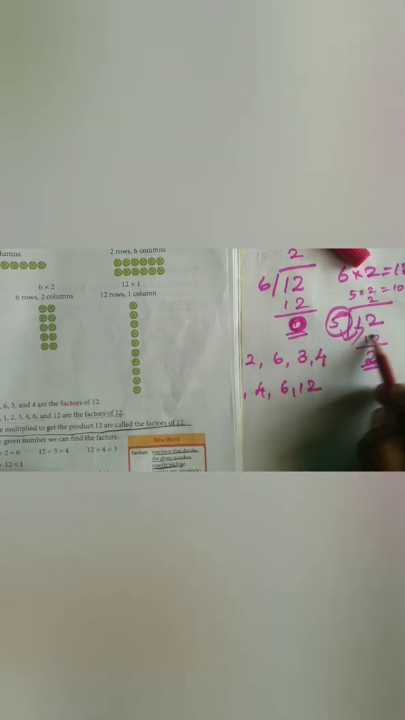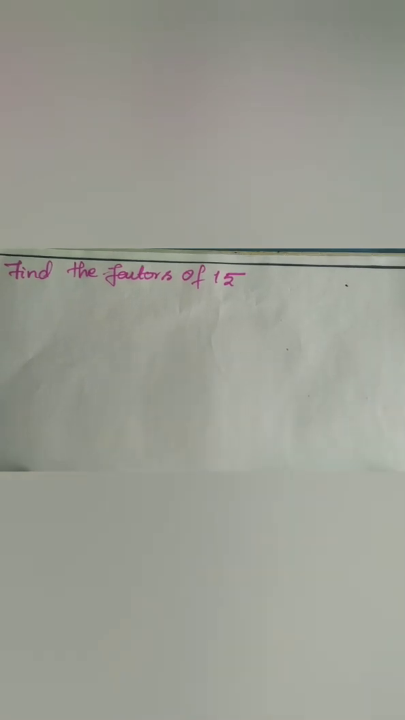We can't say it is exactly divisible. Okay? So factor means what? The numbers that divide the given number exactly without leaving any remainder. Okay guys? Let's move on to our next example.